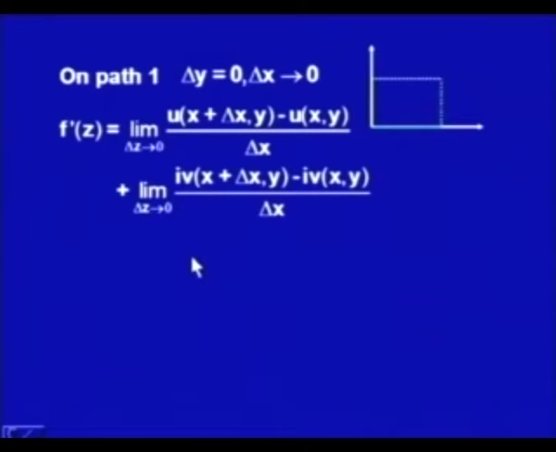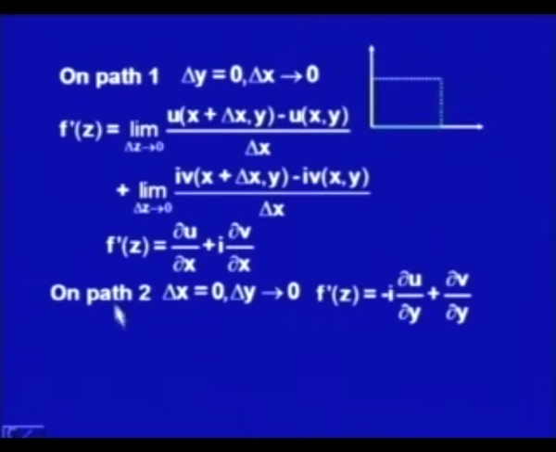So, using that definition we can write f dash of z is equal to delta u by delta x plus I times delta v by delta x along this path 1. Similarly, on path 2 delta x is set to 0 and delta y tending to 0. So, if we proceed on same lines, then f dash z comes out to be minus I times delta u by delta y plus delta v by delta y.